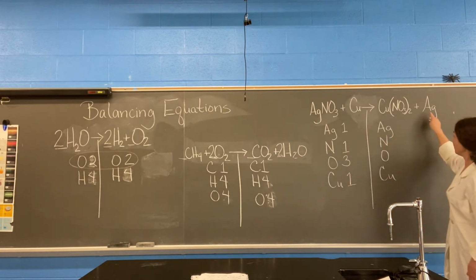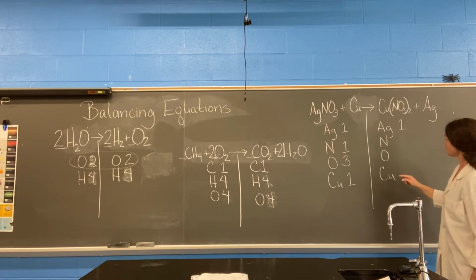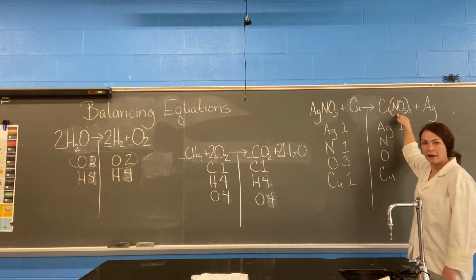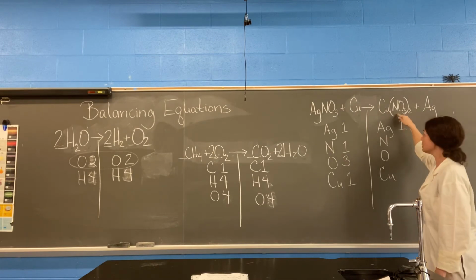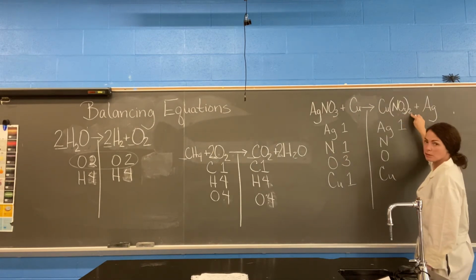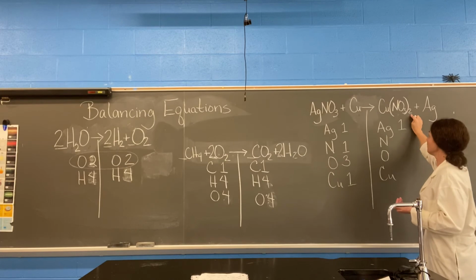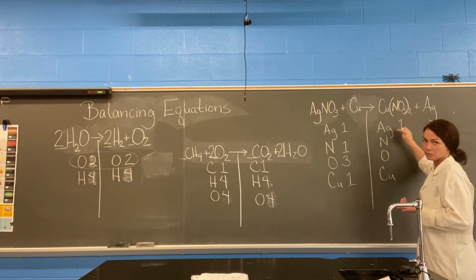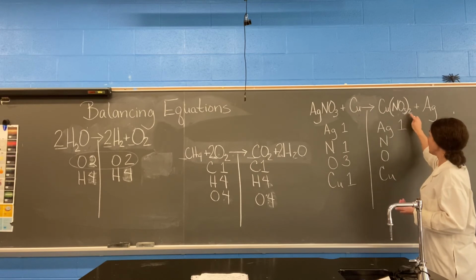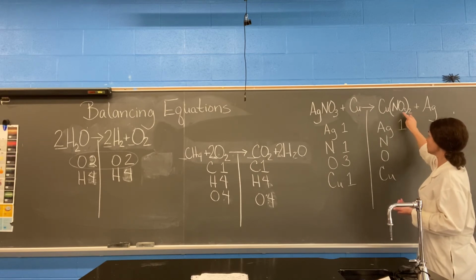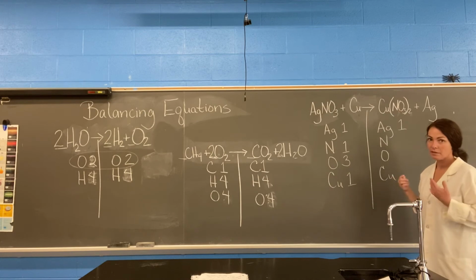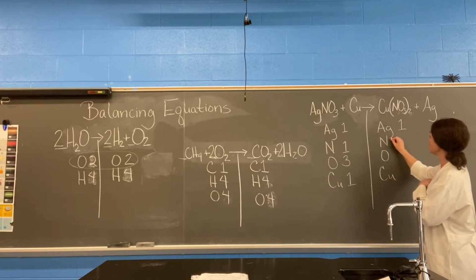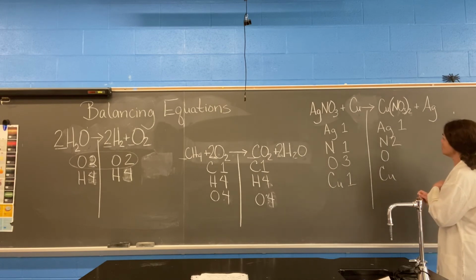Over here, we have 1 silver atom. Nitrogen, we have parentheses. So we have to figure out what that parentheses means. If you have a subscript, which you always will, outside of the parentheses, that subscript applies to everything inside the parentheses. In this case, we're going to multiply this subscript by the ghost 1 that's already next to nitrogen, and that gives us a total of 2 nitrogen atoms.